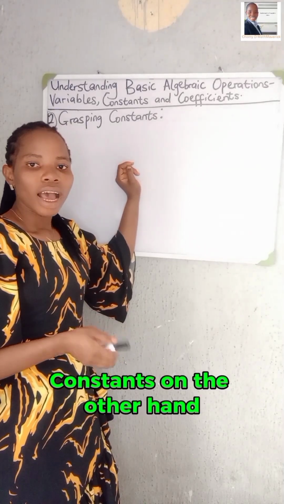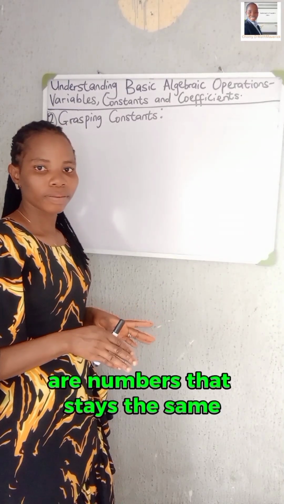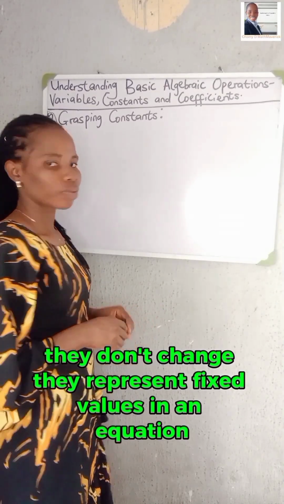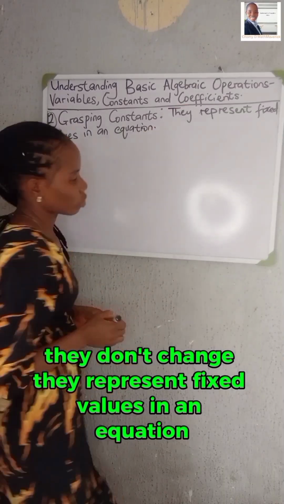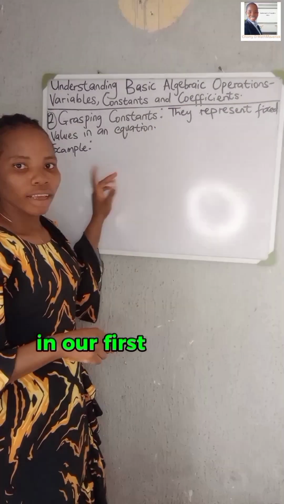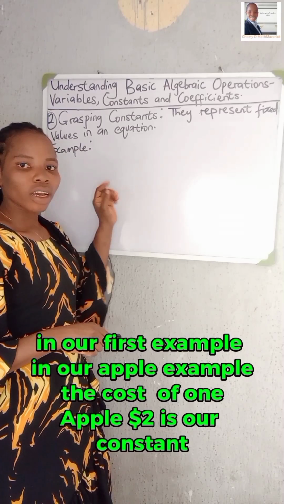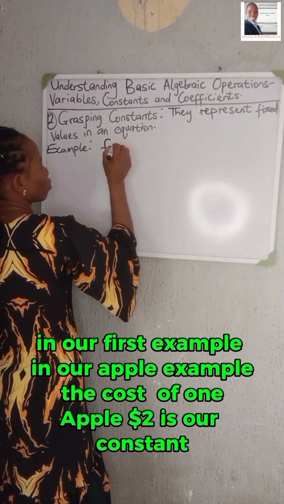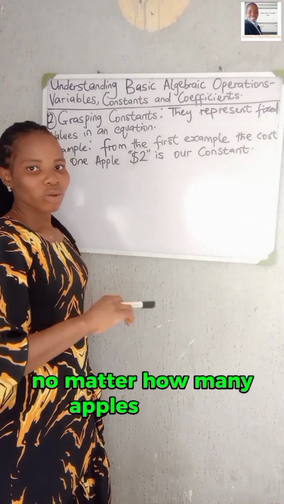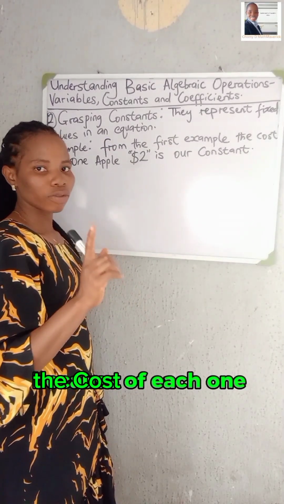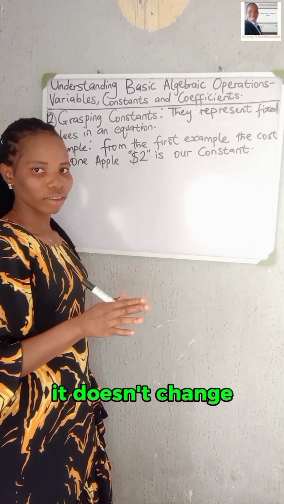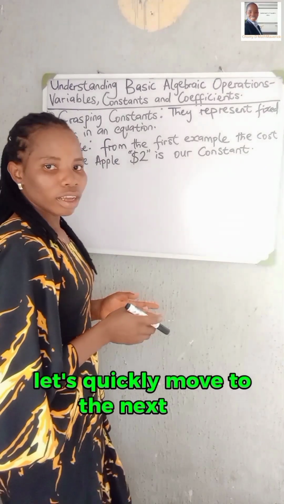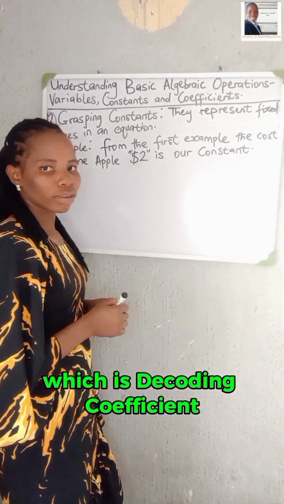Constants, on the other hand, are numbers that stay the same. They don't change. They represent fixed values in an equation. For example, in our apple example, the cost of one apple, $2, is our constant. No matter how many apples we buy, the cost of each one remains $2. It doesn't change. So 2 here is our constant. Let's quickly move to the next one, which is decoding coefficients.